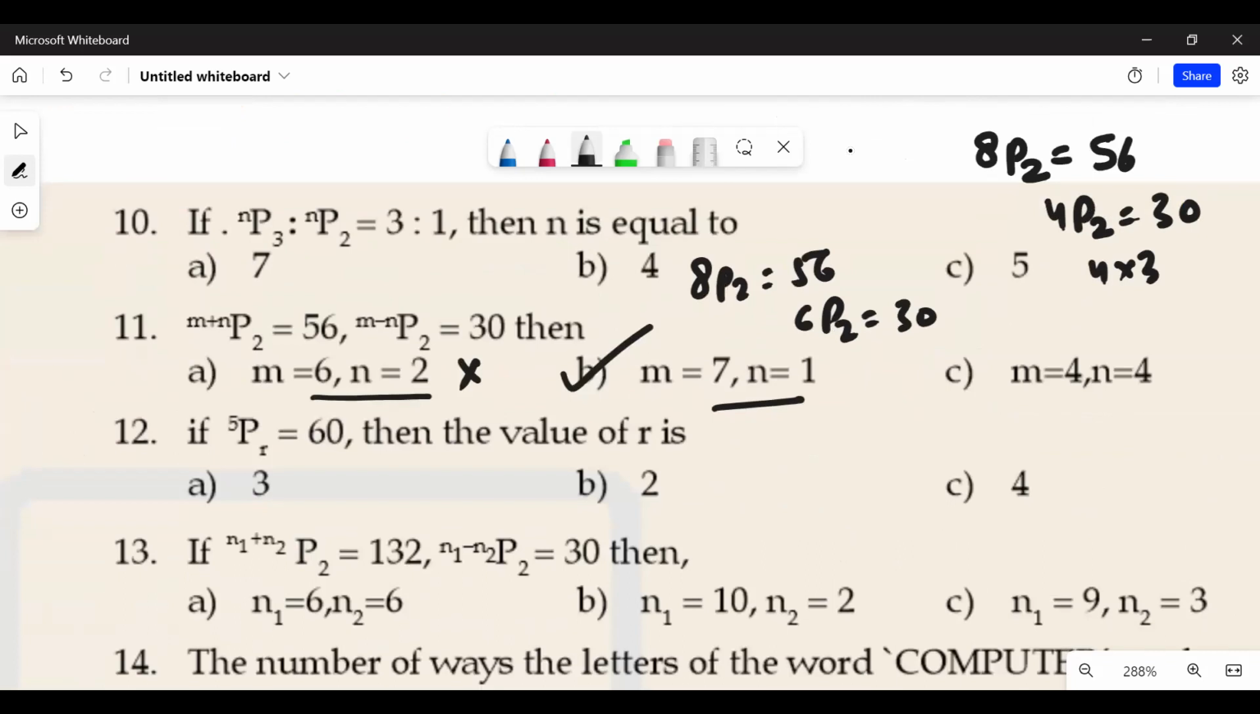Clear everyone? This cannot be answered because m minus n will be 0 here. n cannot be 0. n should always be greater than 0. This anyway cannot be answered.